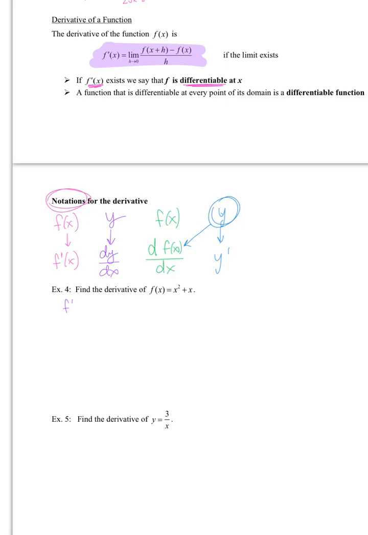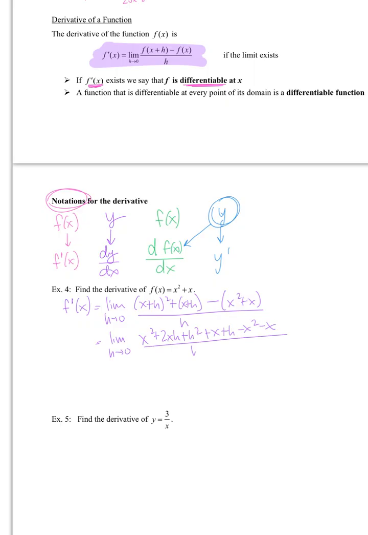Let's find the derivative. I'm going to call that f prime of x, and it's the limit as h approaches 0. I'm going to put x plus h in there, x plus h squared plus x plus h. Then I'm going to subtract the original function all over h. Now I need to FOIL and combine like terms and distribute, all the good stuff. x squared plus 2xh plus h squared plus x plus h minus x squared minus x all over h.